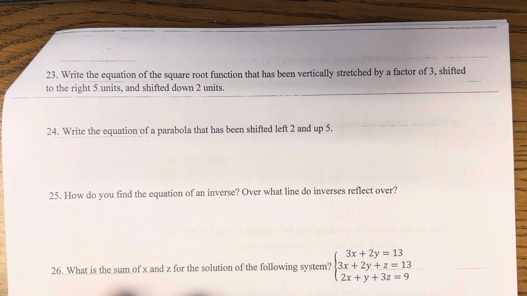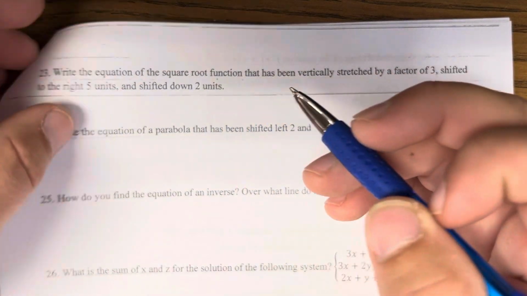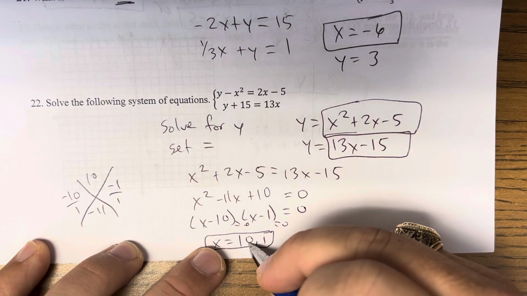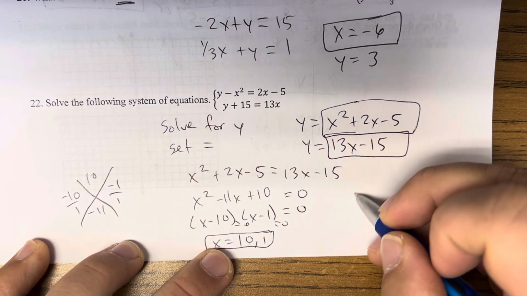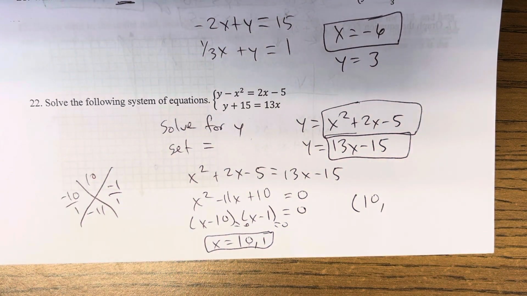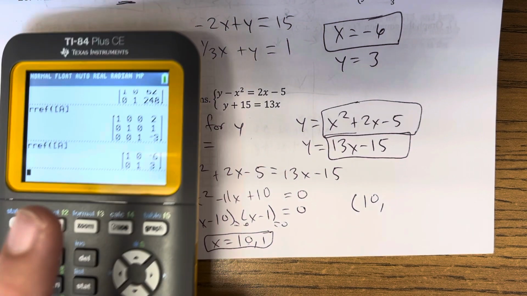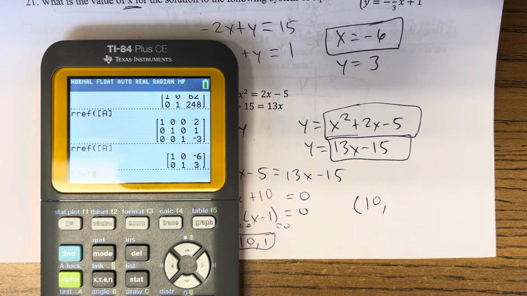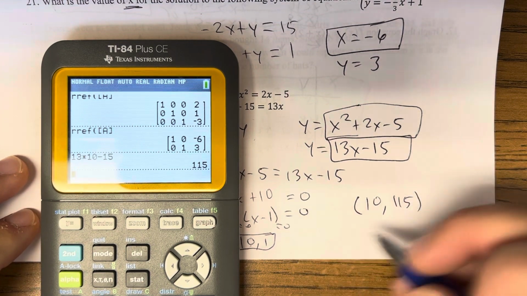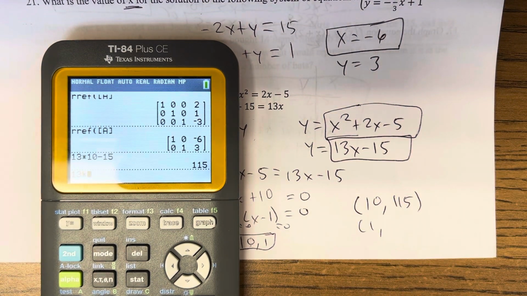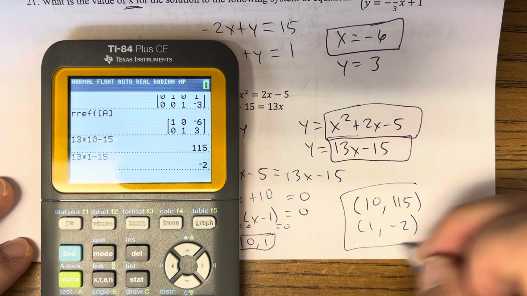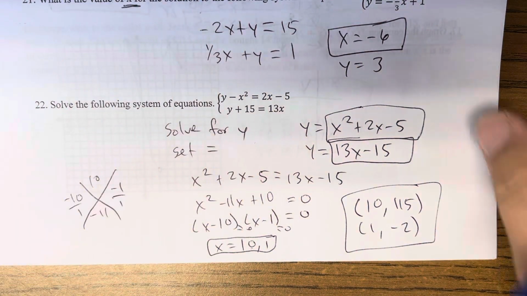Number 23, write the equation of the square root function. One thing I do want to go back to on 22, if you wanted to, you could find the y value by just plugging it in. And so for one of the coordinates, if I were to plug in 10 into here, that's going to be 13 times 10, and then minus 15 is going to be 115. And then for the other one, we could plug in the 1, so 13 times 1 minus 15 would get me negative 2. And so there are the two coordinates, the x and the y value.